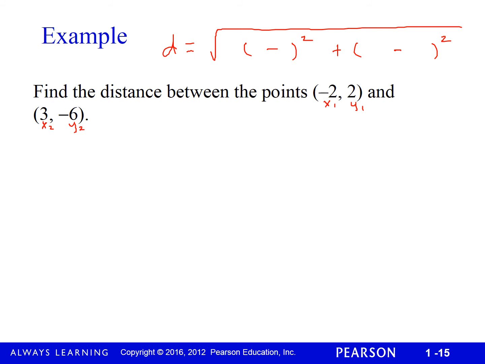So x2 minus x1, which is negative, so we're going to be subtracting a negative here. We don't want to make the mistake of dropping a negative when you have 3 minus negative 2, for example. And a negative 6 and a 2, y2 minus y1.